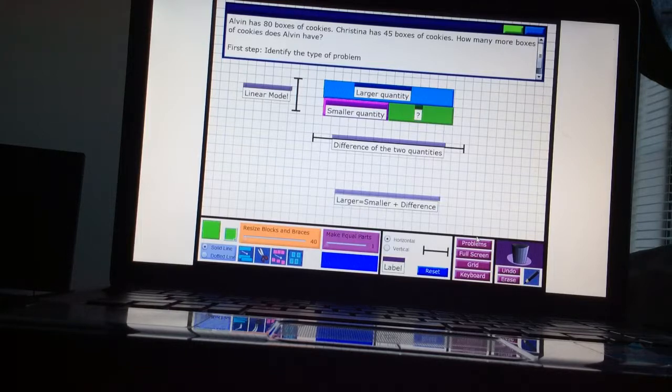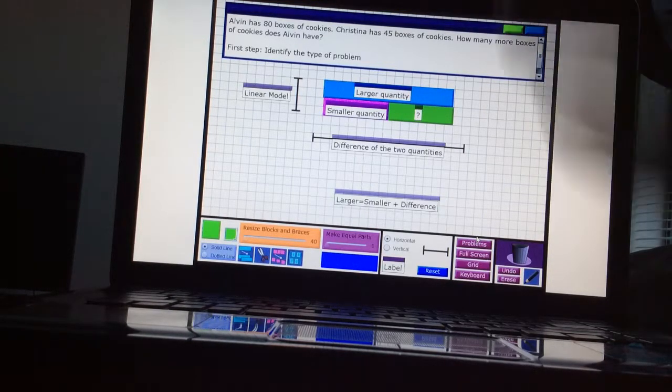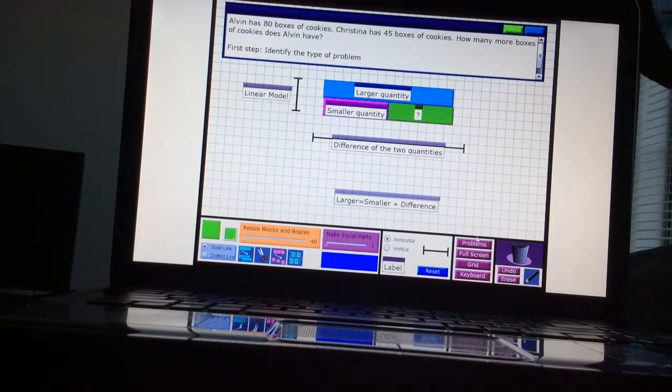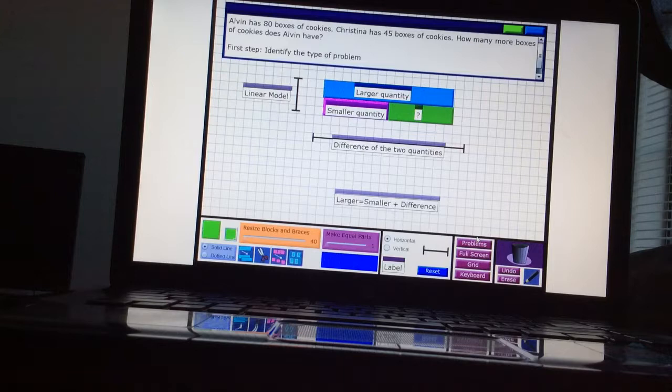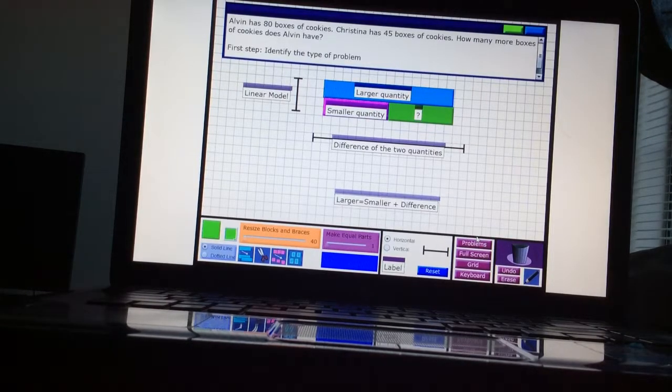Would this problem be a part whole problem? Are we using parts, bringing them together to find the whole? Or are we comparing? Is this a comparing problem? Are we comparing two numbers of items within the word problem? So if you said compare, then you're absolutely right. This problem is a comparison problem.